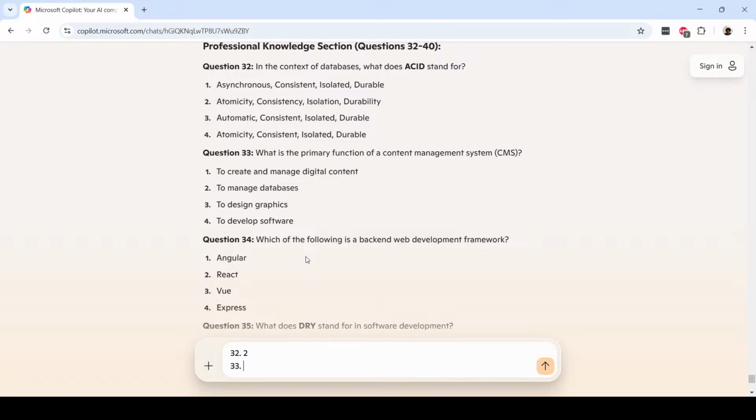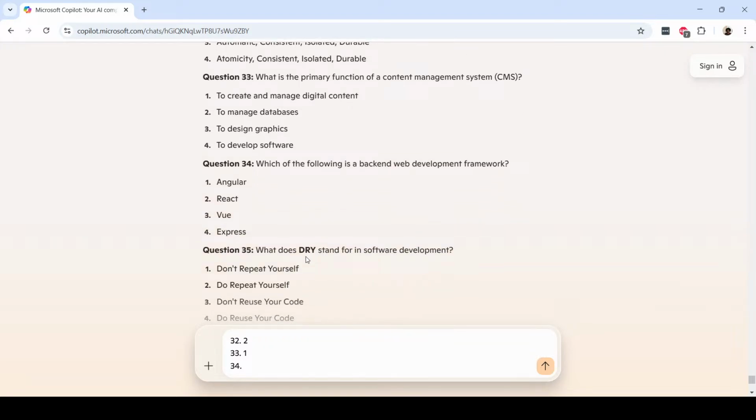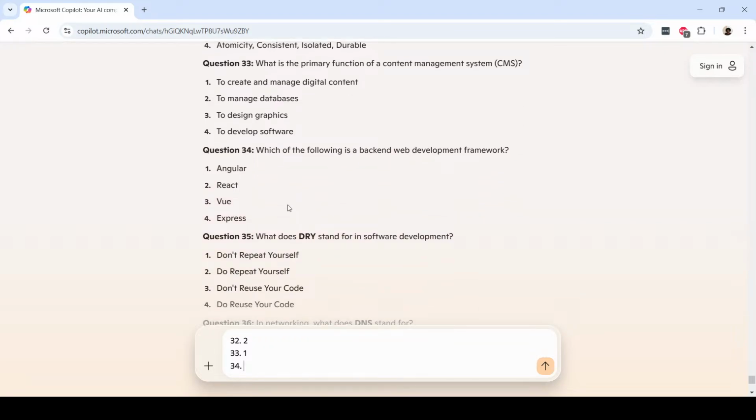What is the primary function of a content management system? The primary function of a CMS is to create and manage digital content. Yes. Which of the following is a backend web development framework? Angular.